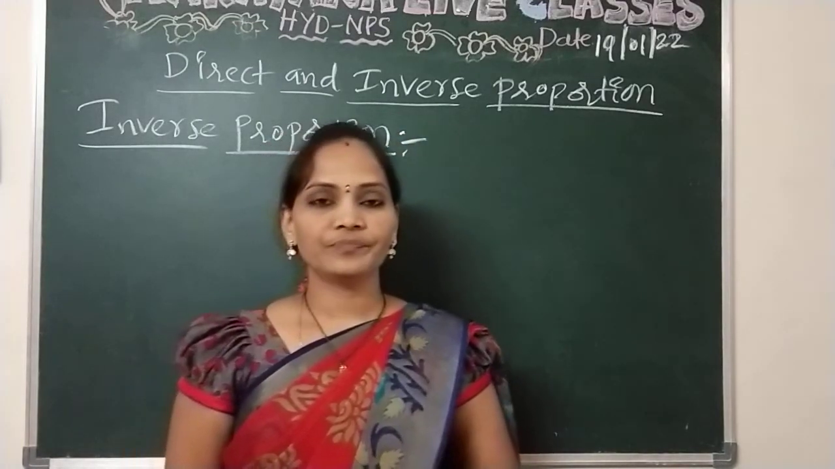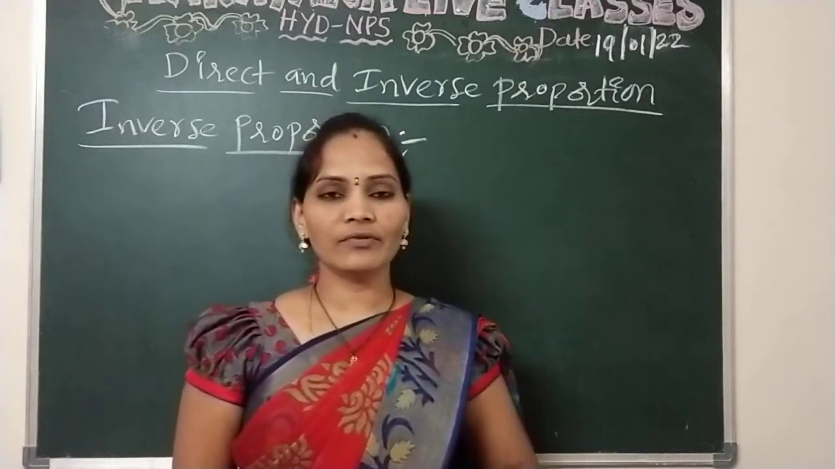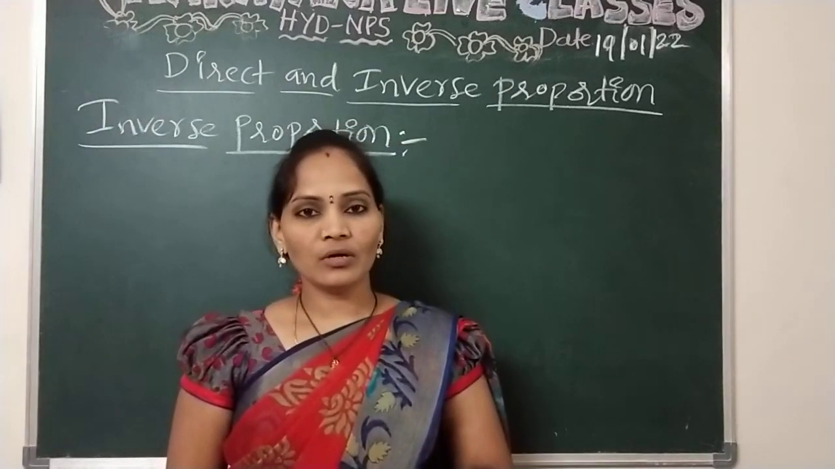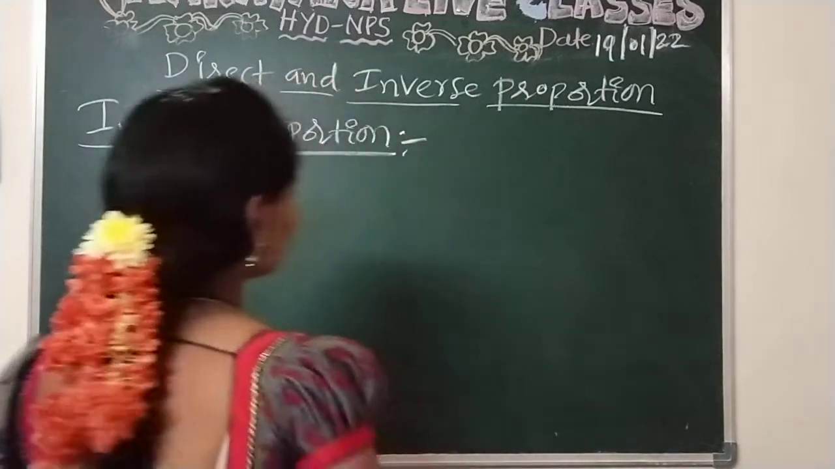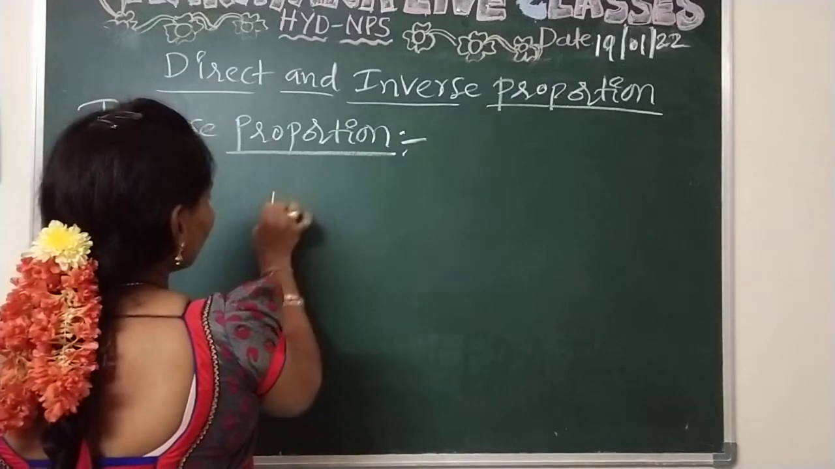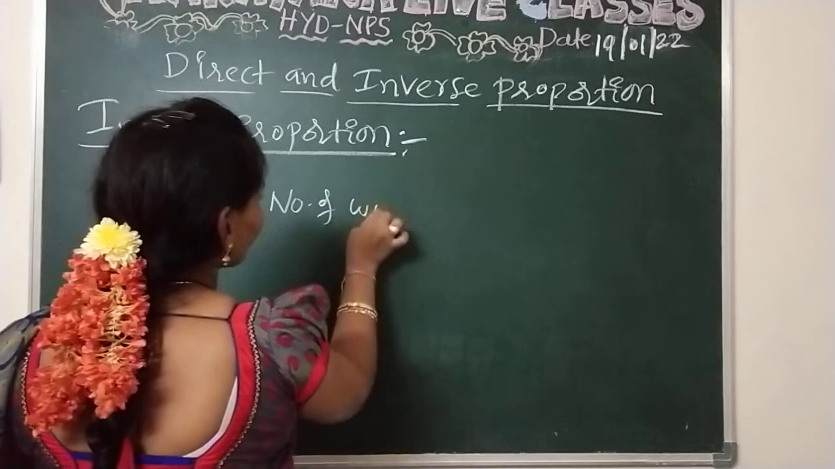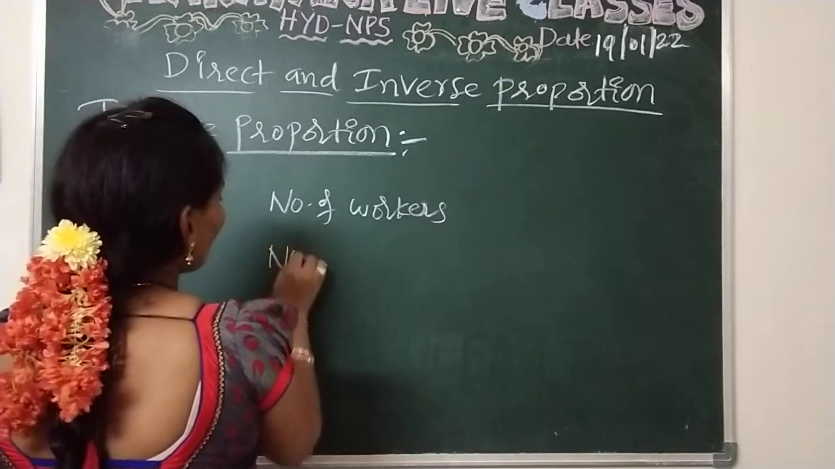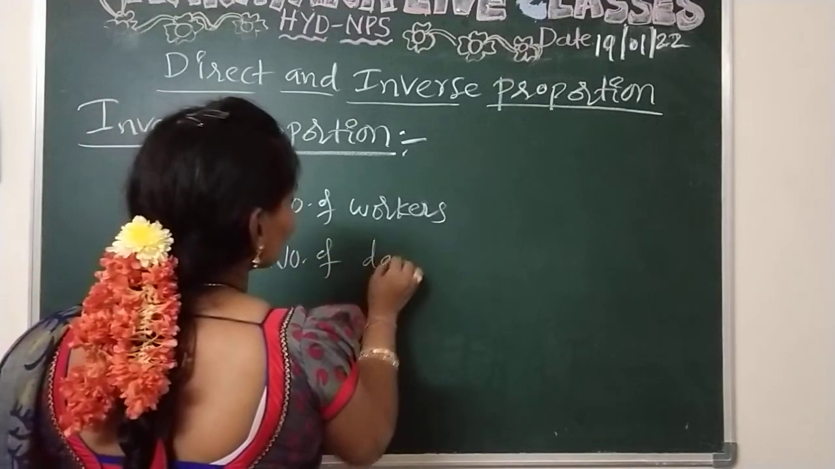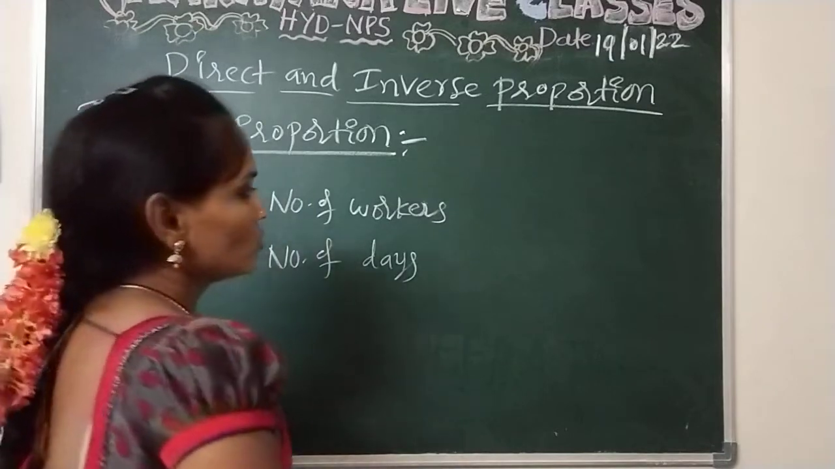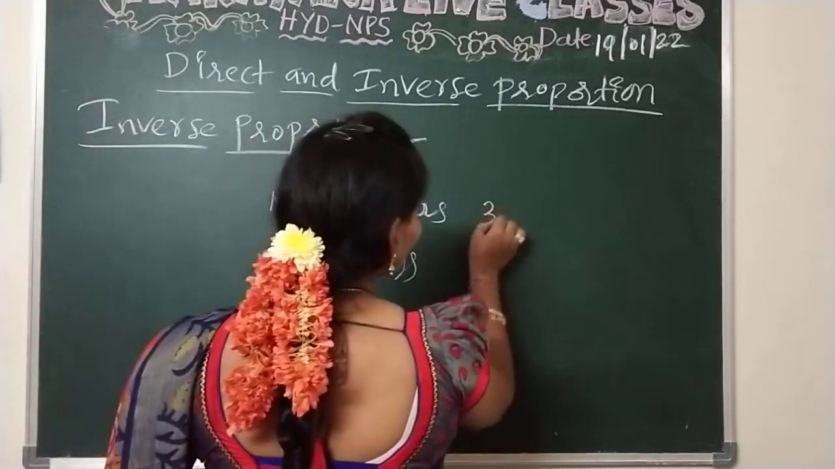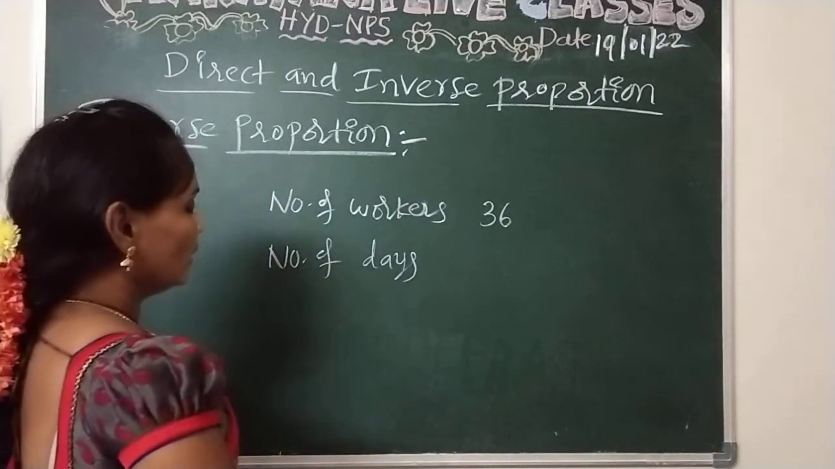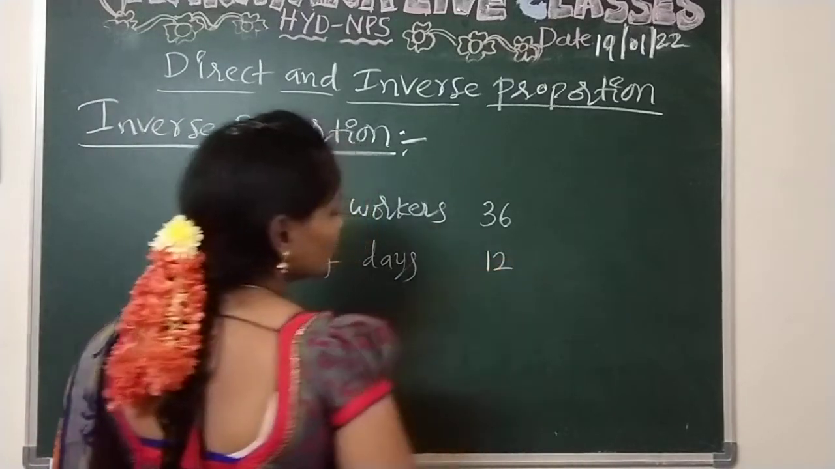Suppose one example. Suppose some daily workers are building a wall. One wall they are building. Here, I am taking the number of workers and the number of days it will require to construct a wall. Suppose 36 workers are building a wall in 12 days.